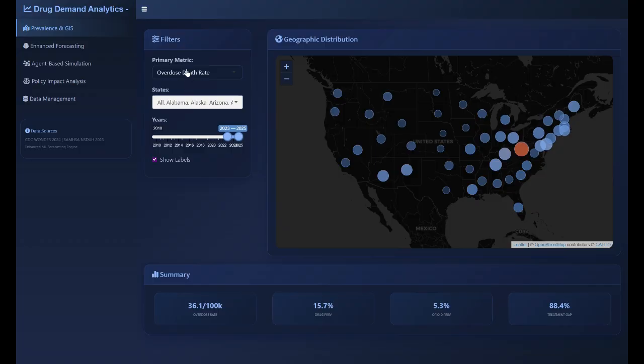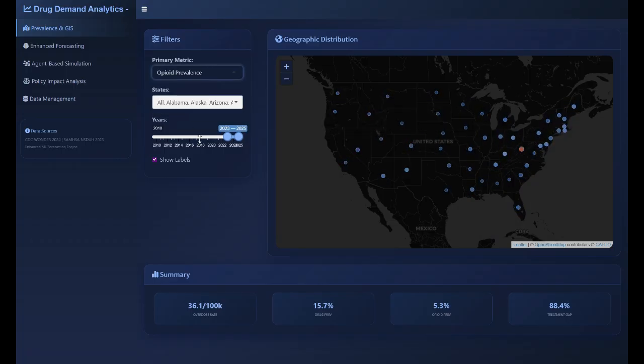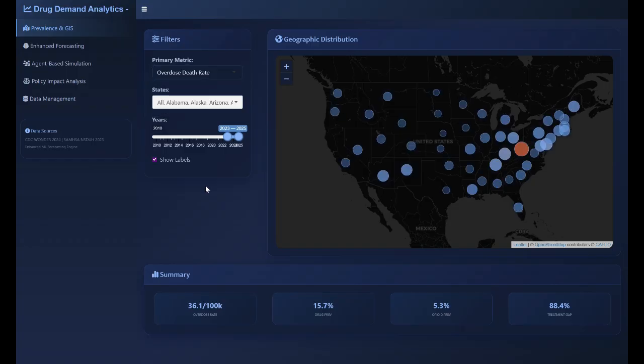So right off the bat, we can see the different types of metrics such as overdose death rates, illicit drugs, and opioid prevalence by years. And then this is just a geographic representation of what that looks like to get a sense of where the country is by states. So for example, we could see West Virginia has a high overdose death rate, right? We could see that Arizona has a relatively high death rate, Kentucky, et cetera. And then we could look at illicit drug prevalence and opioid prevalence as well.